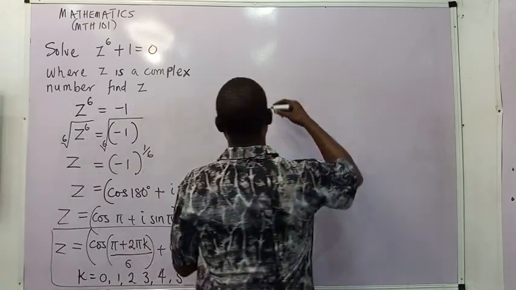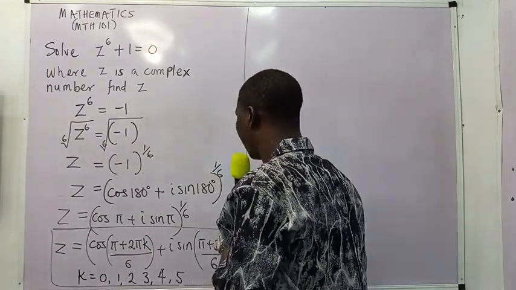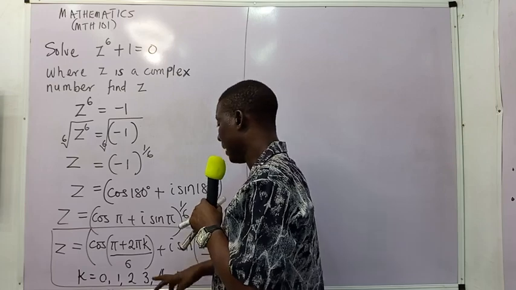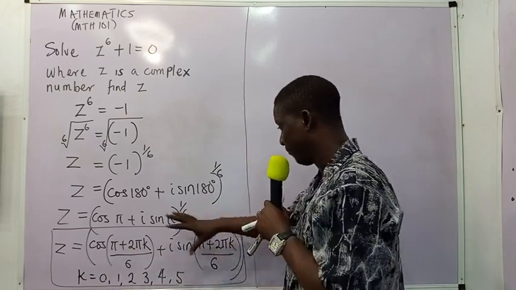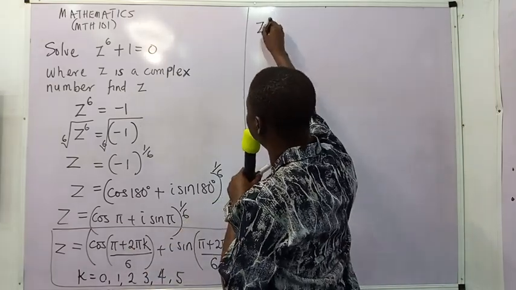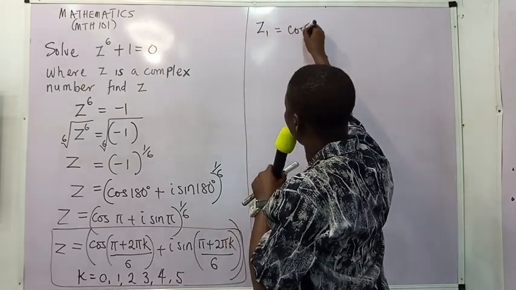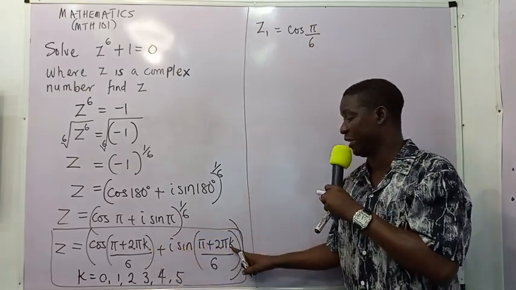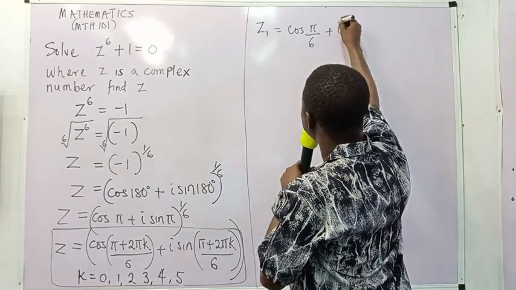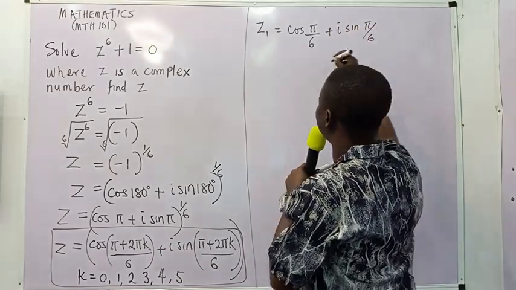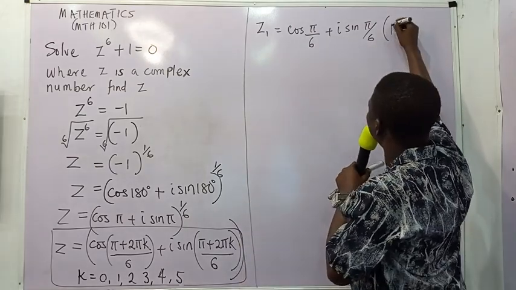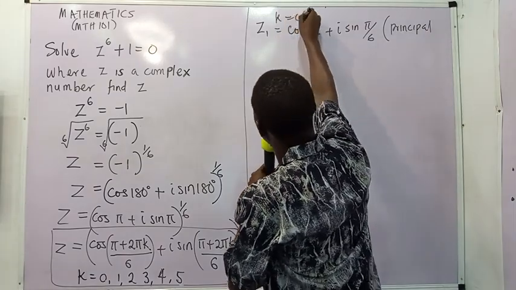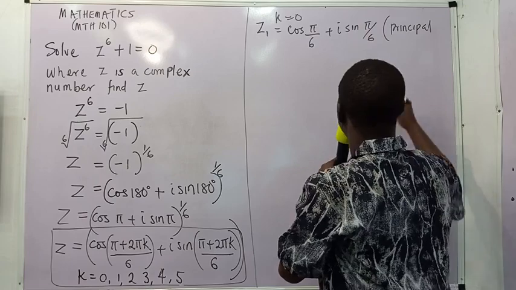And if they now want you to break the answer down one after the other, what you're going to do is simply put 0 here for k, get the value for z. If you do that, your z1 will be equal to cos pi over 6 plus i sine pi over 6, because you put 0 for k. This will give you your principal root. This one will occur at k equal to 0. That will be your principal root.